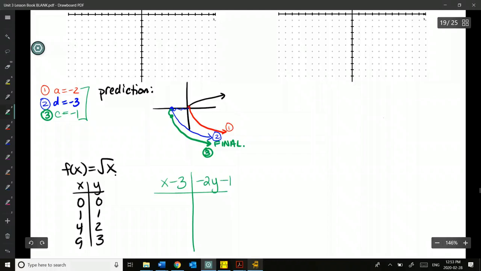Okay, take each of your x's, subtract 3. And take each of your y's, multiply them by -2, and subtract 1.